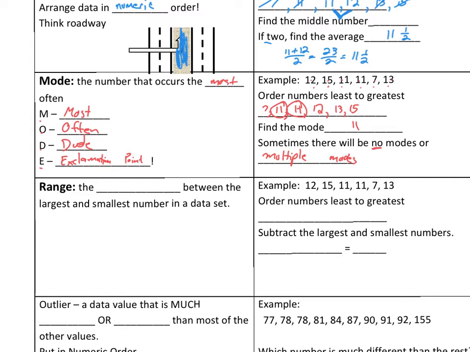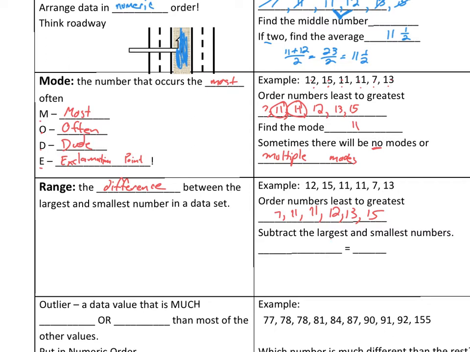Next, range. The range is the difference, so it's subtraction, between the largest and the smallest number in a data set. Okay, so let's go look at the example. Again, we could order the numbers least to greatest. That might help us see it. You might already have this list if you're doing multiple of these.